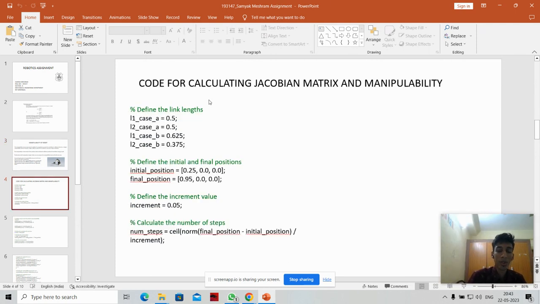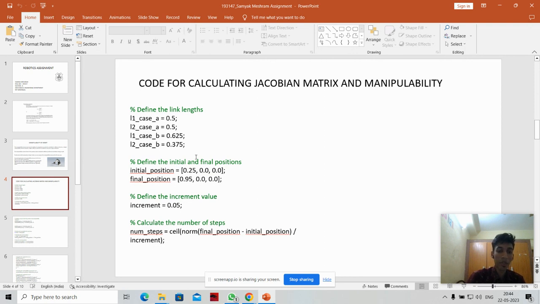So, the code for calculation. First, I created a MATLAB code to calculate the Jacobian matrix and manipulability, and then the plot of manipulability with respect to the x coordinate of the end effector. Going to the code, first I defined the link lengths. For case A, L1 was 0.5 meter and L2 was 0.5 meter. For case B, L1 was 0.625 meter and L2 was 0.375 meter.